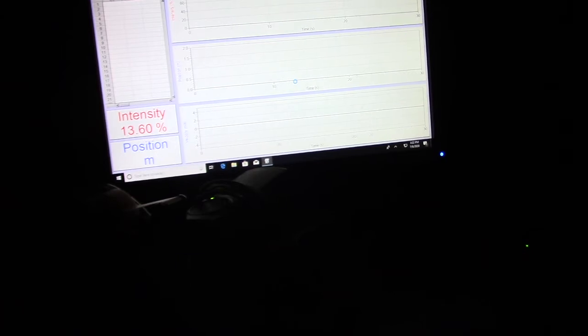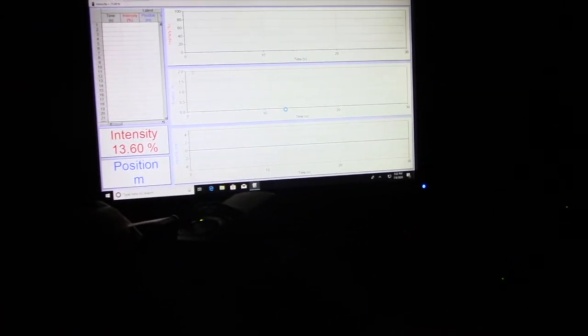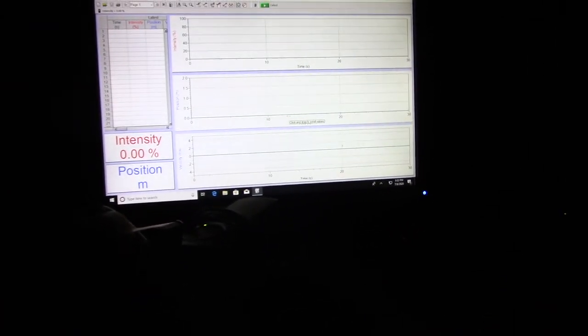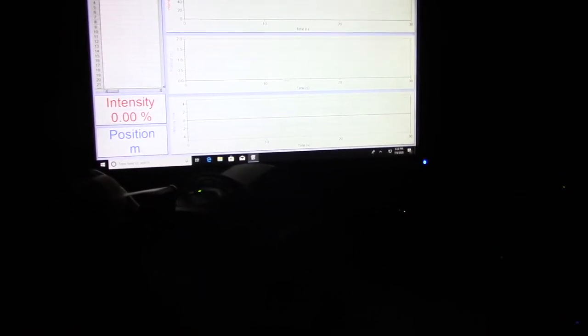If we want to eliminate those background sources, we have to subtract off that 13.6%. And the way we do that is by zeroing out our sensor. Okay, so just hit this button here to zero out the light sensor. And now the intensity is reading 0, which is exactly what we want. We want it to be 0 intensity when our light source is off. Okay? Now I turn the light source back on.